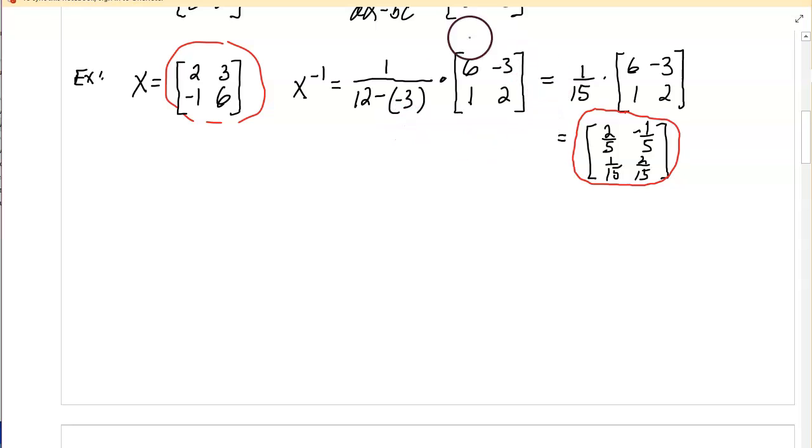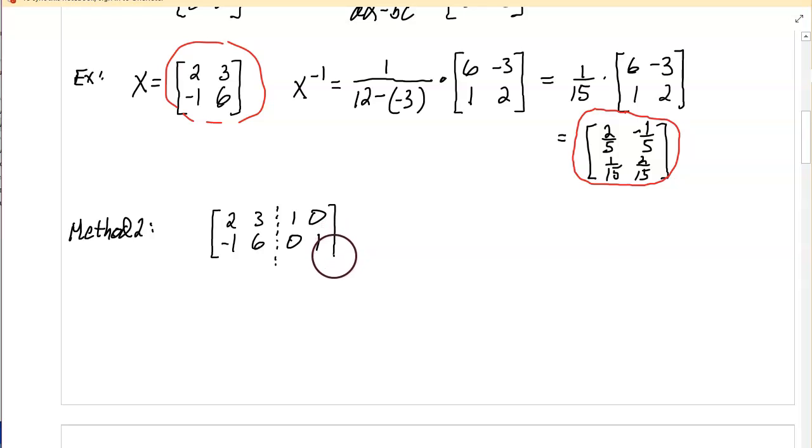This method of finding the inverse of a 2 by 2 matrix uses a math formula. There's another way to find the inverse of a 2 by 2 matrix using Gaussian elimination. Let's take a look at that other method. And as our example, we can use matrix X again. I'm going to write matrix X. Then make a dividing line, and on the right side, put the identity matrix. This is an augmented matrix.